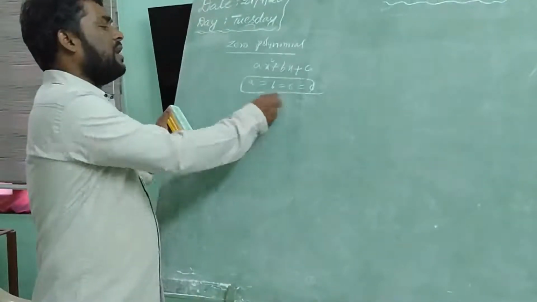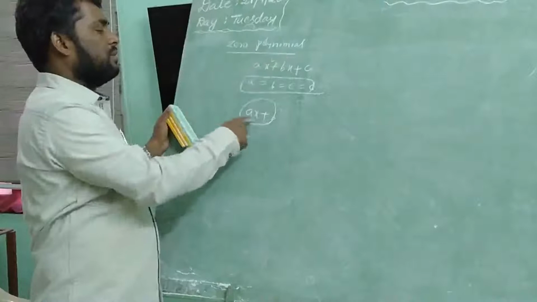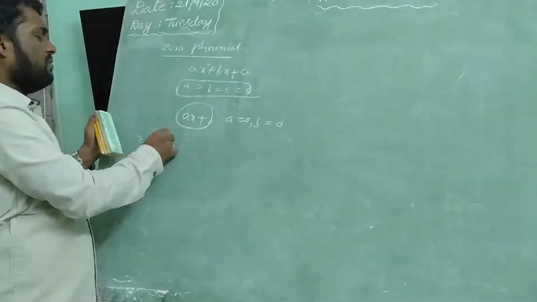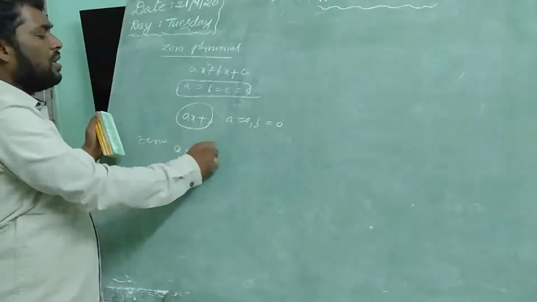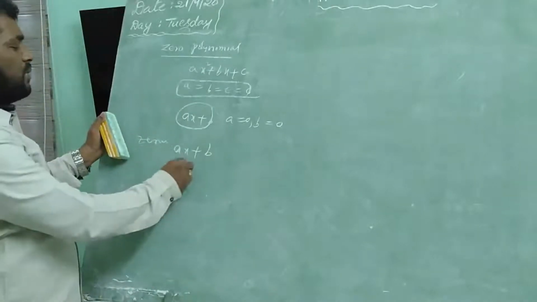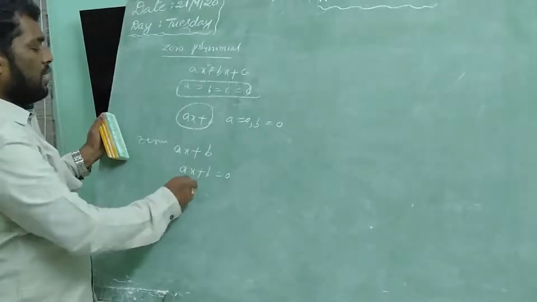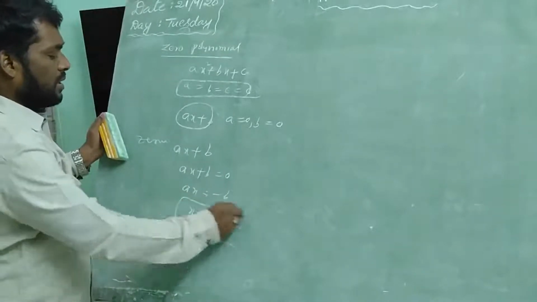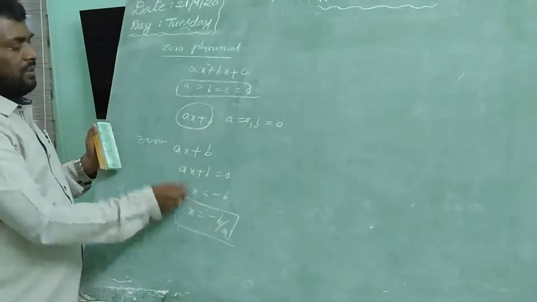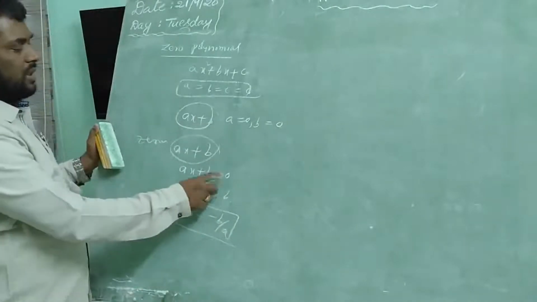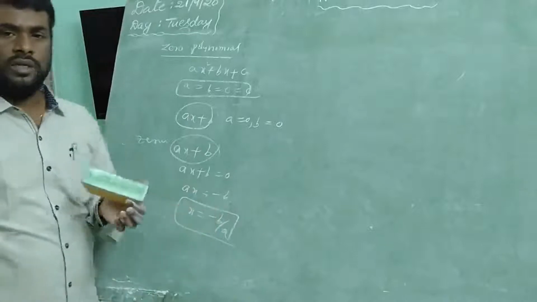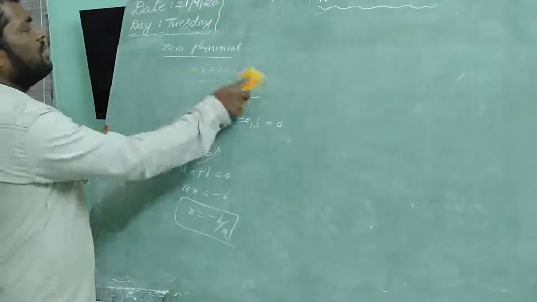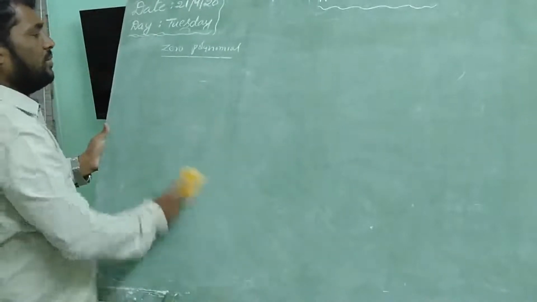Ax plus b. When does it become the zero polynomial? When a is equal to 0 and b is equal to 0. Now, what is the zero of the polynomial? The zero of the polynomial ax plus b: ax plus b is equal to 0, ax is equal to minus b, x is equal to minus b by a. So for x equal to minus b by a, the value of ax plus b is 0. So minus b by a is the zero of the polynomial ax plus b. Like this you can find zeros of polynomials.